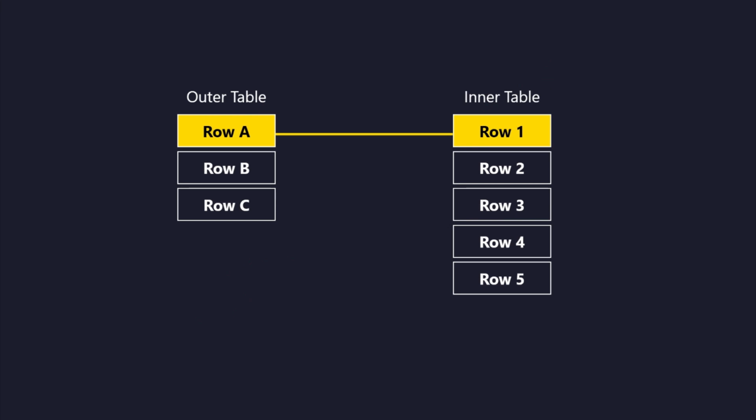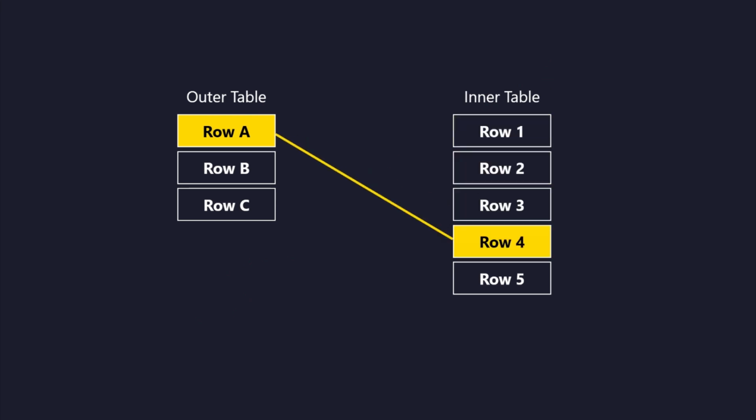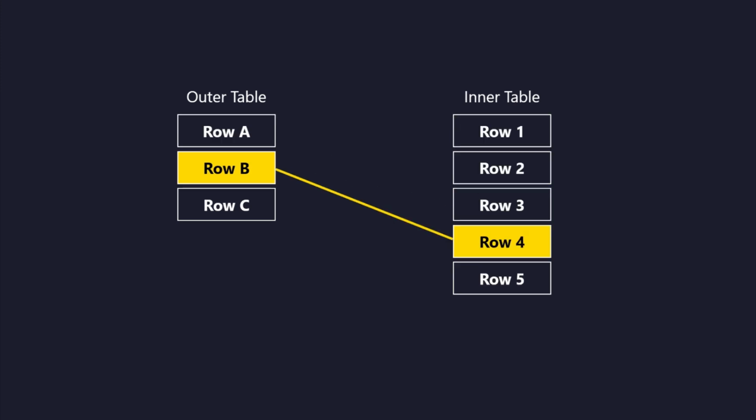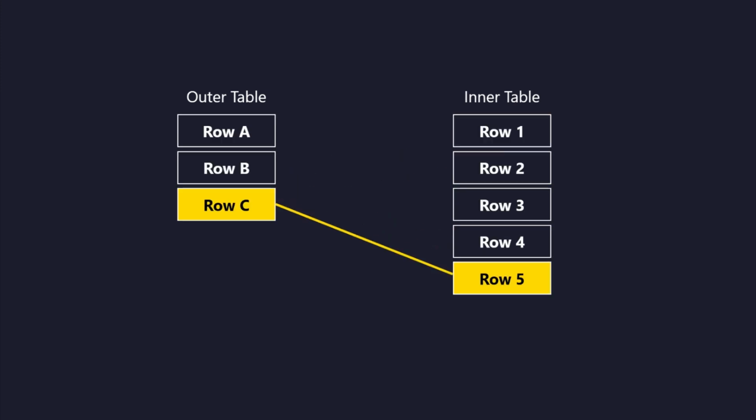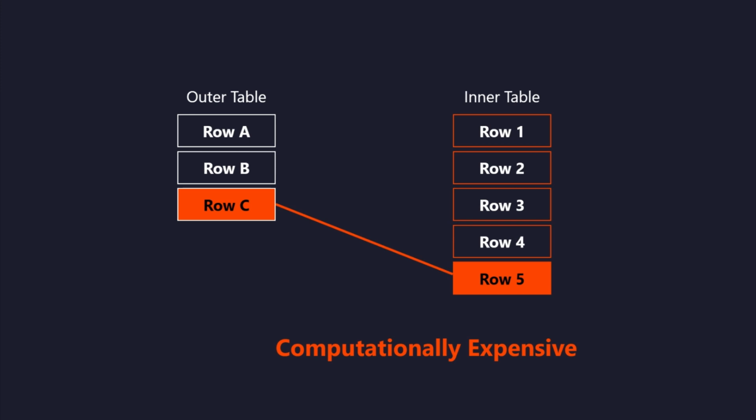Nested loop joins are ideal for small inner datasets. The engine takes each row from the outer table and searches for a match in the inner table. Without a supporting index on the inner join key, this operation becomes computationally expensive.